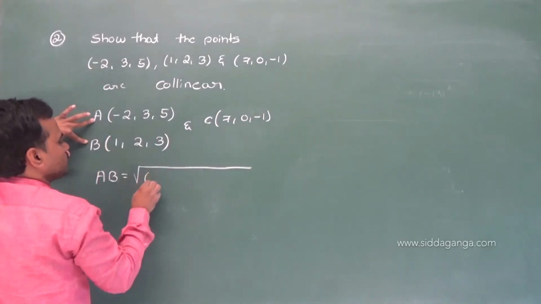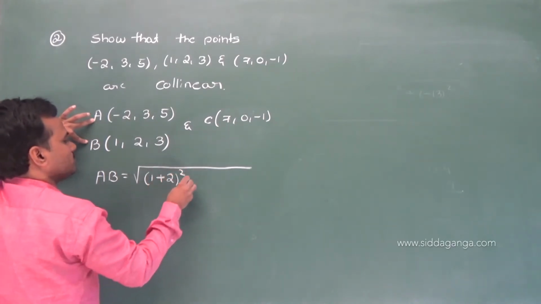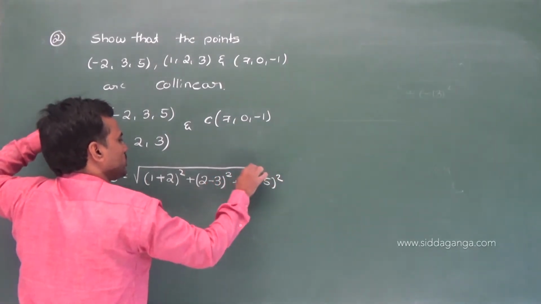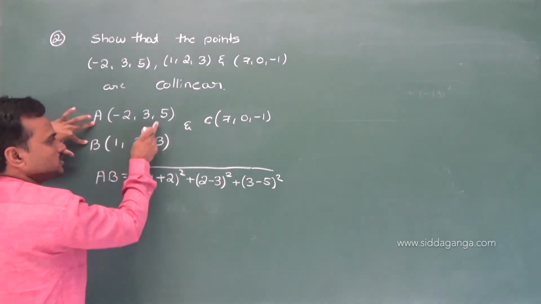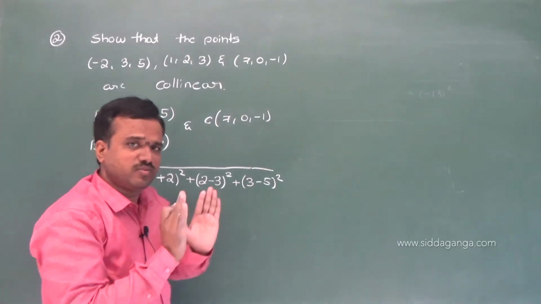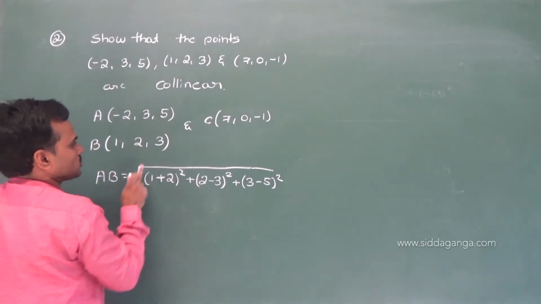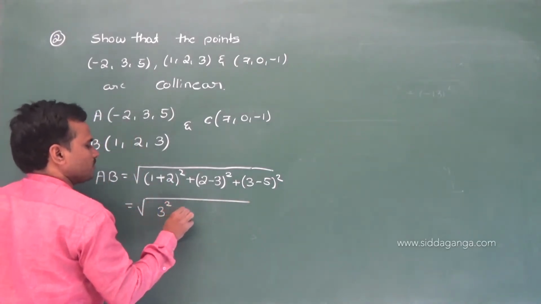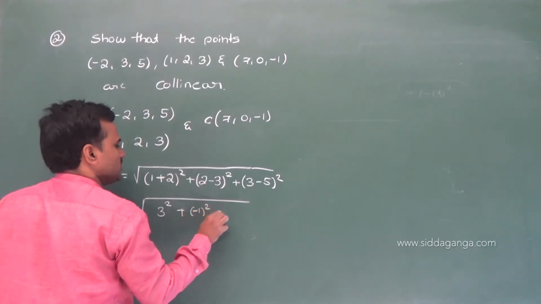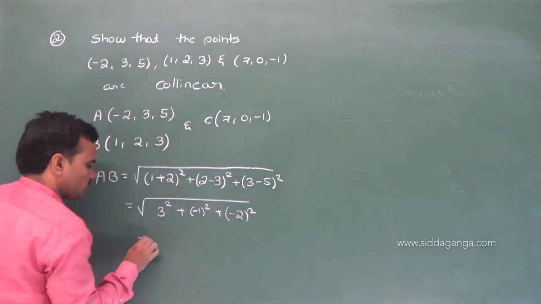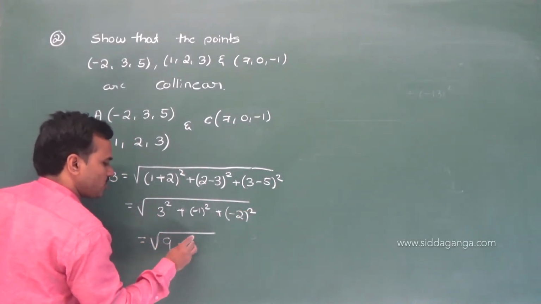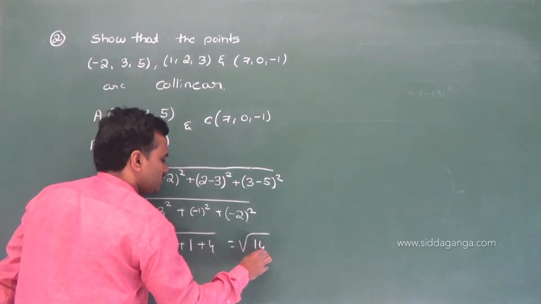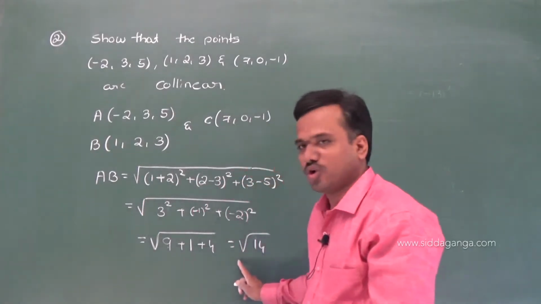AB is the square root of (1 minus of minus 2) whole square plus (2 minus 3) whole square plus (3 minus 5) whole square. Correct? x2 minus x1, y2 minus y1, z2 minus z1. We already discussed how to solve distance between 2 points. That is square root of 3 square plus minus 1 square plus minus 2 square. So 3 square is 9, plus 1 square is 1, plus 2 square is 4. So 9 plus 4, 13, 13 plus 1, 14. Distance from A to B is square root of 14.